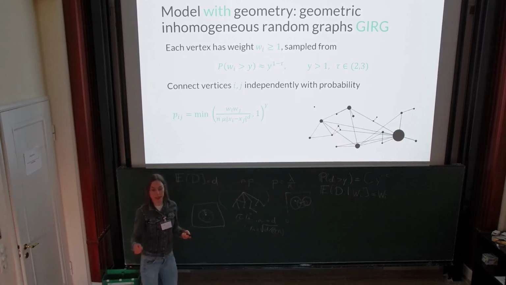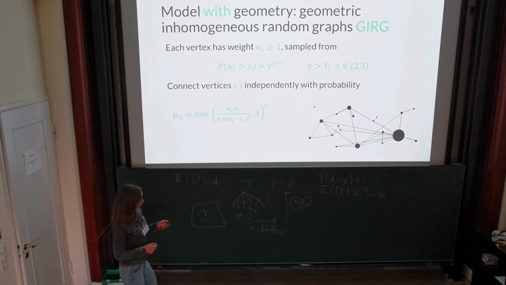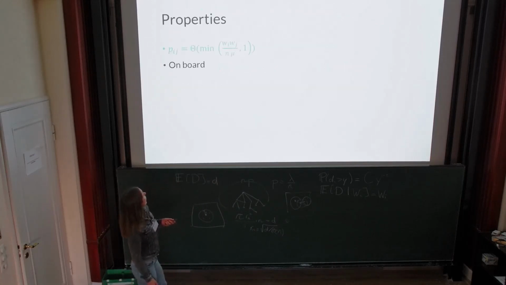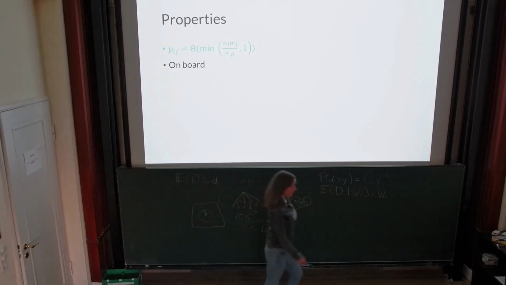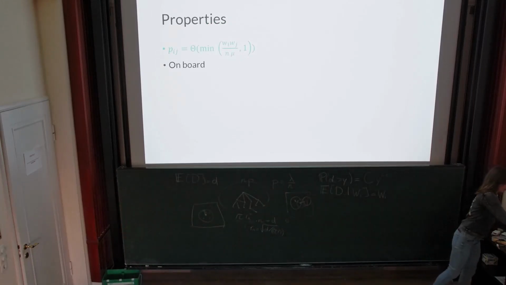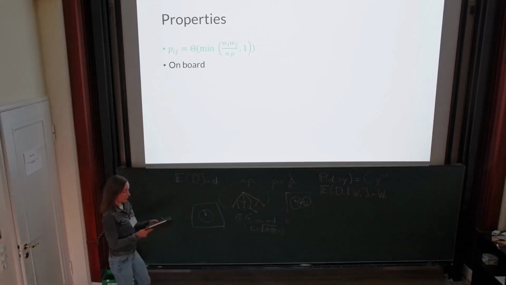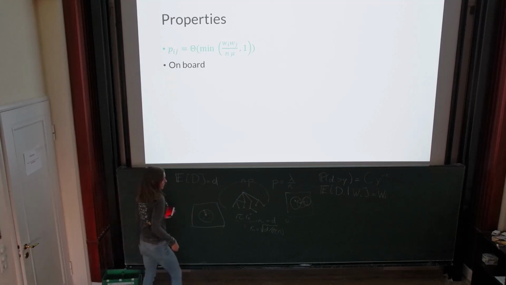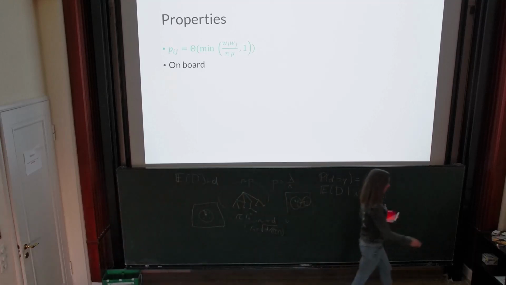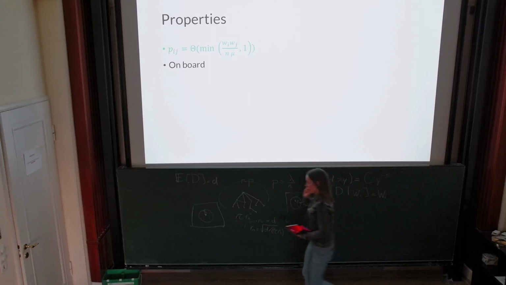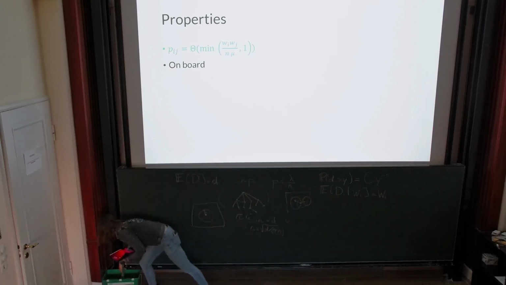And this is a very realistic model, and it has some very nice properties as well. So, for example, suppose that you condition on the weights of the vertices. So, in that sense, only the positions are still random.